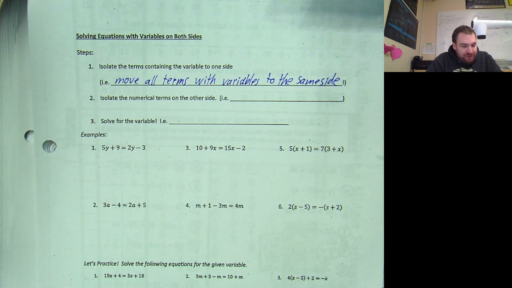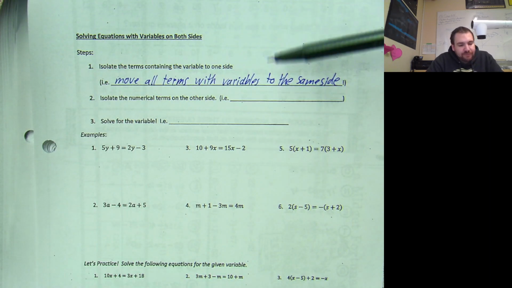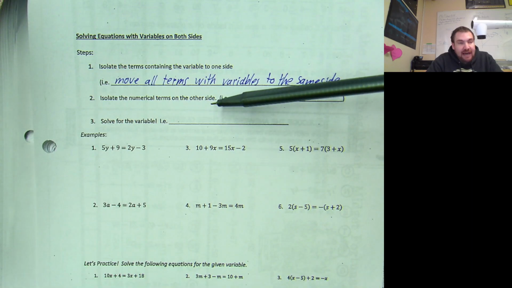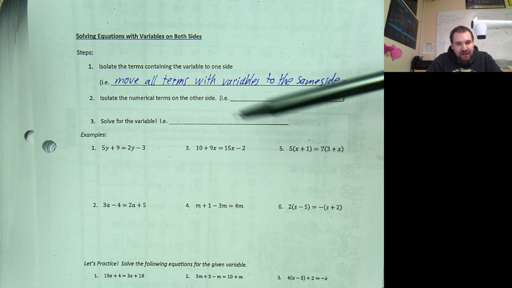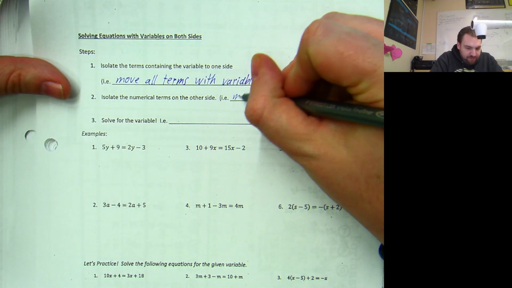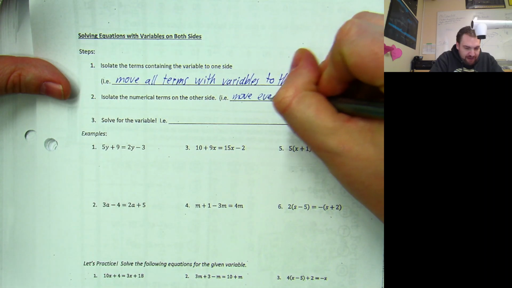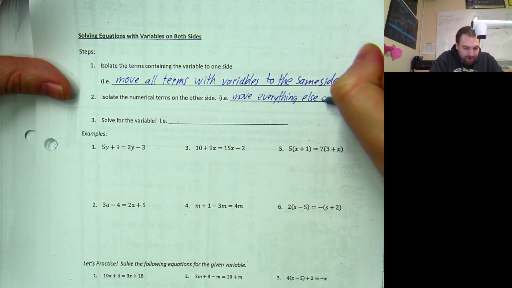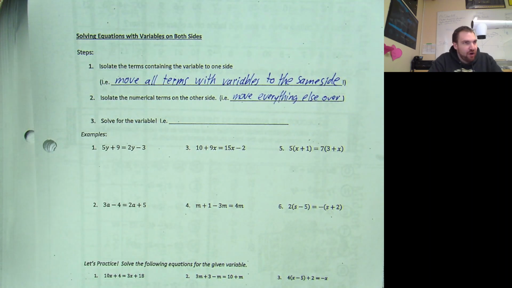It ultimately doesn't matter which way you choose to go, whether it's the left side or the right side. One will likely be easier in that it will probably not invoke negative numbers, but it doesn't really matter. After we moved all the terms with variables to the same side, we want to isolate all the terms not with variables on the other. So move everything else over. And then we want to solve like we've been doing. There's no real other way to say that.